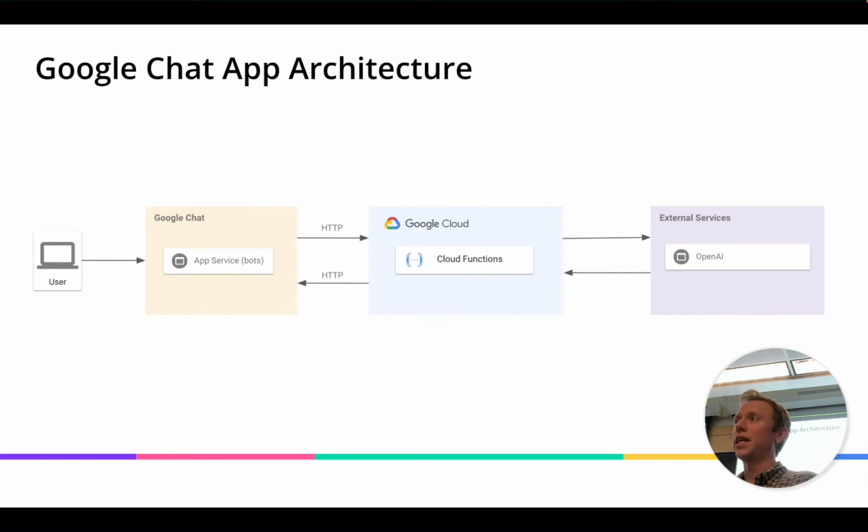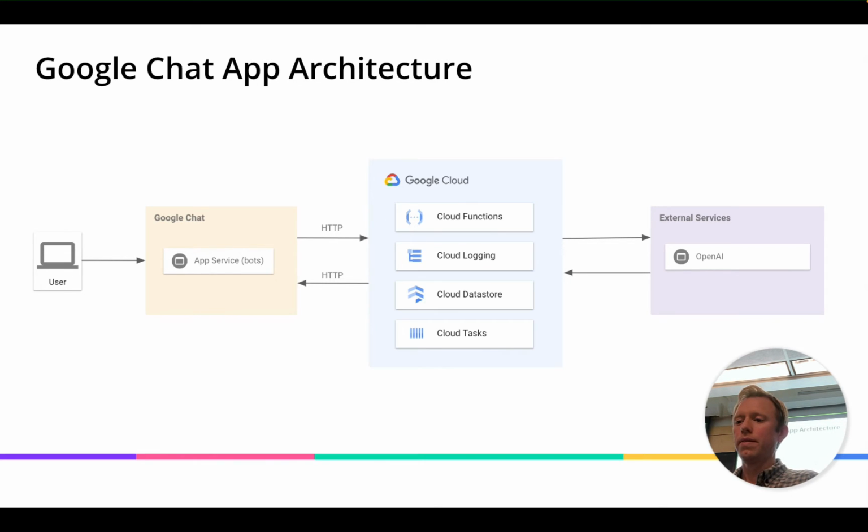So this is the architecture that we're building tonight. The message gets sent to Cloud Functions. We're going to talk to OpenAI, get a response back, and send it back to the user. And then we'll also use a few other Google products. Cloud Logging, just so that we can see what's going on. We'll use Cloud Datastore so that we can give our bots memory.